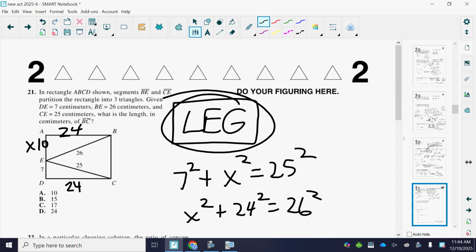So what is the question here? What is the length of BC? Well, BC is the same as this length, which is 10 plus 7, 17.